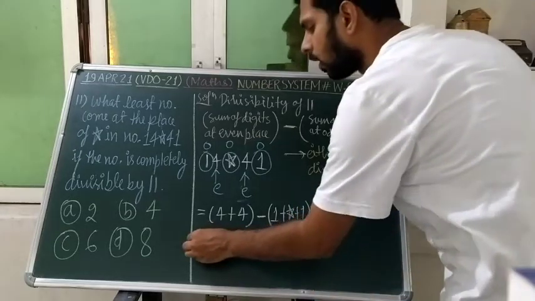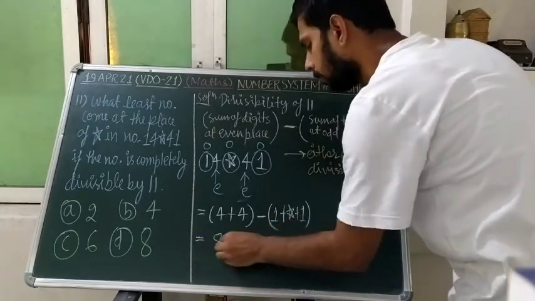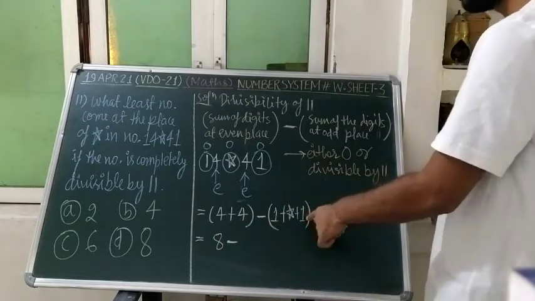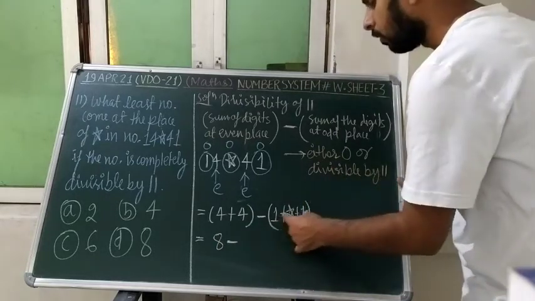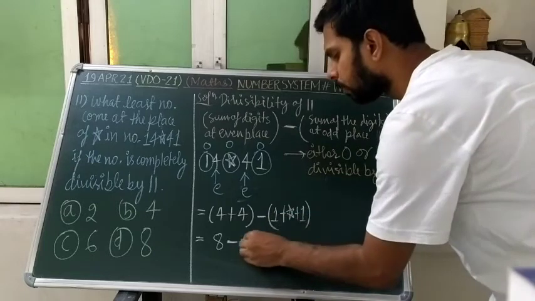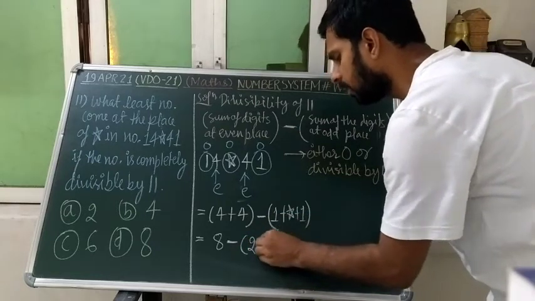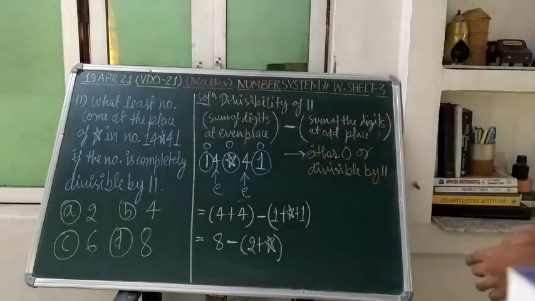So this will give us what? 8 minus 1 plus star we can't do. So 1 plus 1 means 2 plus star will come here. 2 plus star will come.